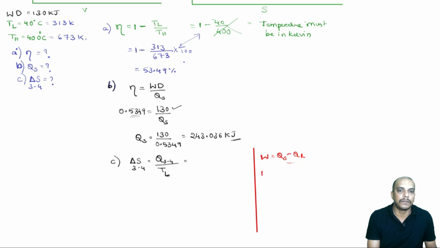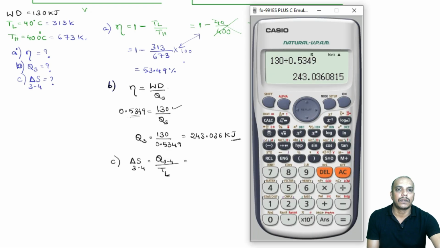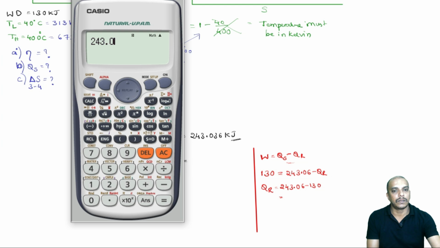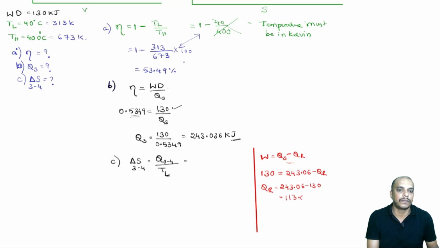So, work is 130 kilojoules and heat which we have found out is 243.06 minus QR, or we can say QR goes here: 243.06 minus 130. So, everything is in kilojoule, that we have made sure. 243.06 minus 130. Okay. So, 113.06 kilojoules. So, that is our QR actually.